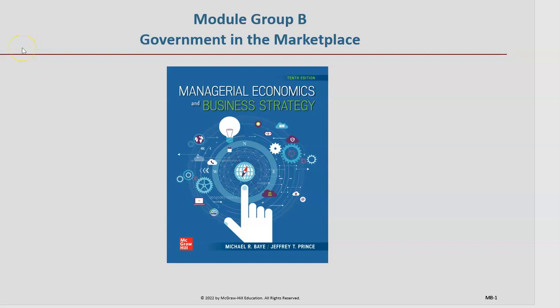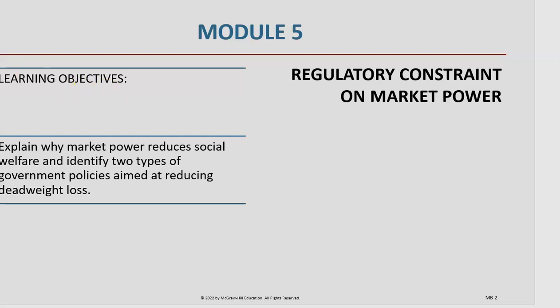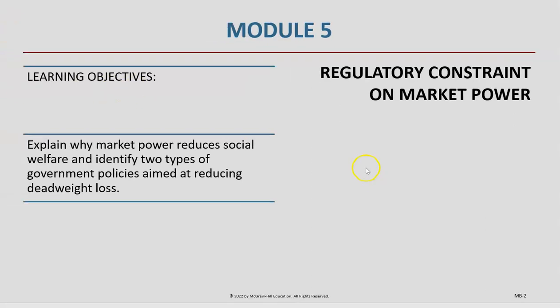So here we are in Module Group B, Government in the Marketplace. In previous editions, this was a standalone chapter. I'm not sure what they mean by moving it to a module instead of a chapter. But Module 5 of Group B, and the learning objective.